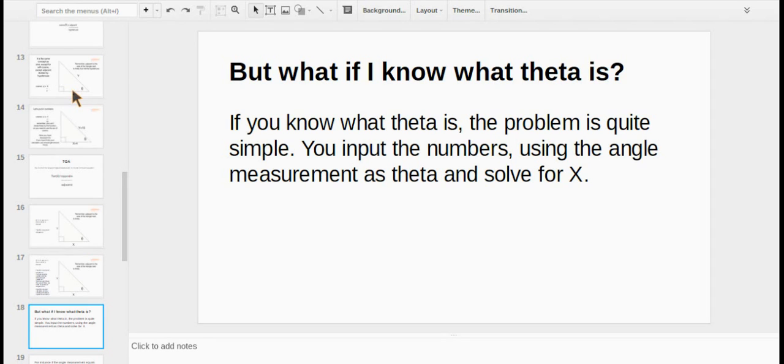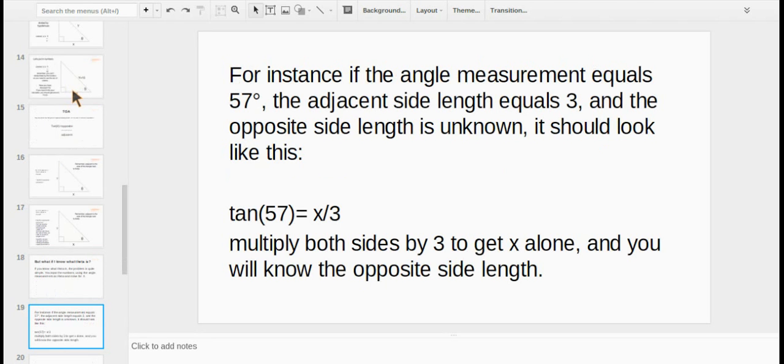But what if I know what theta is? If you know what theta is, the problem is quite simple. You input the numbers, using the angle measurement as theta, and solve for x. For instance, if the angle measurement equals 57 degrees, the adjacent side length equals 3, and the opposite side length is unknown, it should look like this: tangent 57 equals x divided by 3. Multiply both sides by 3 to get x alone, and you will know the opposite side length.